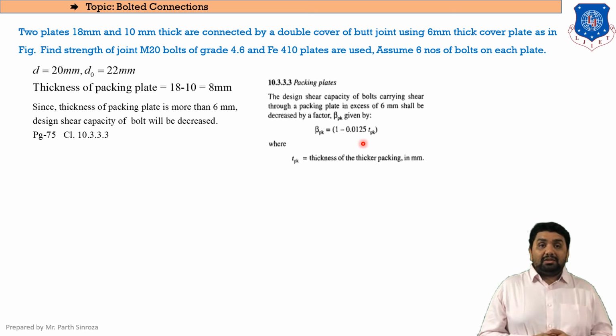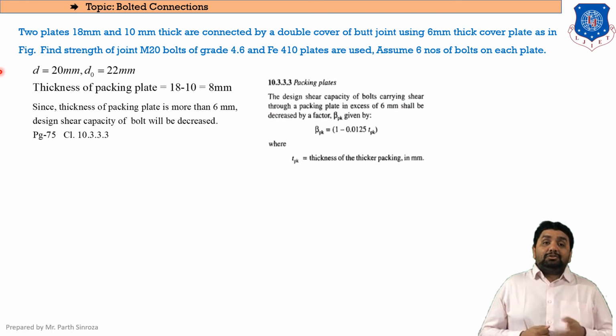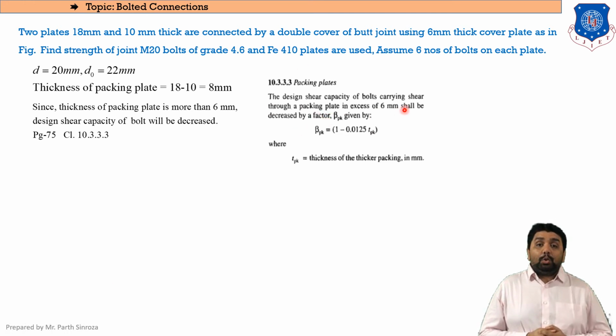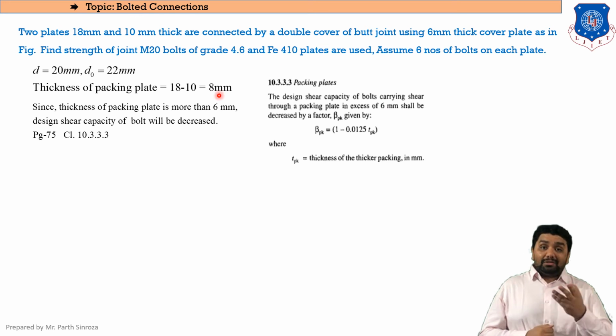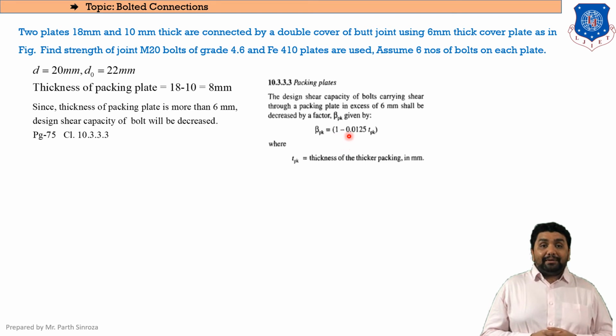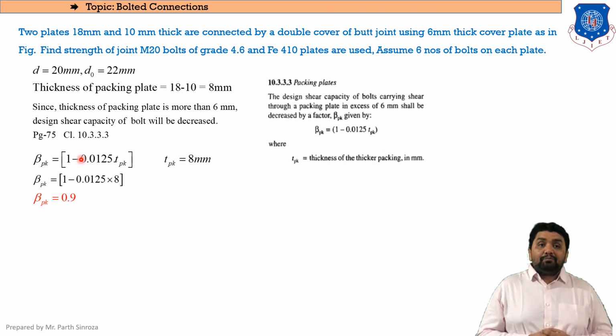For that, you can see in the equation it is given that the design shear capacity of bolts carrying shear through a packing plate is in excess of 6 mm. So we need to find this beta pk equation only when the packing plate thickness is in excess of 6 mm. Here in our question, the packing plate thickness is 8 mm, so we will be solving this beta pk equation. The equation for beta pk, as you can see in the code, is 1 minus 0.0125 tpk, and tpk is the thickness of the packing plate. Clear? So solving it, we get 0.9. Beta pk will be equal to 0.9.